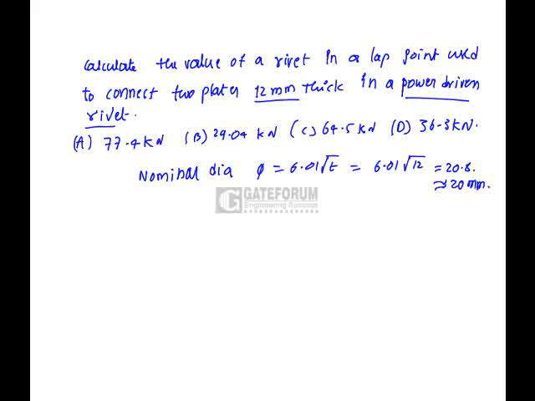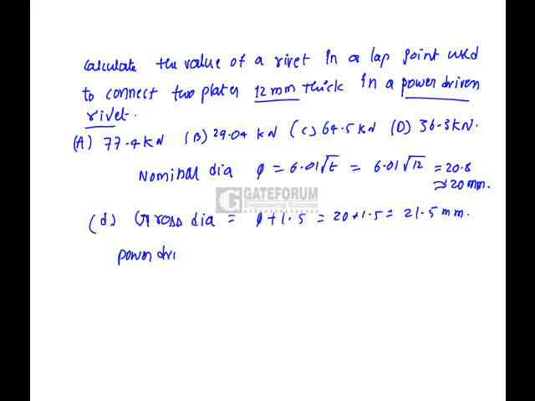Let us take it. So gross diameter, let me take it as d, is nominal diameter plus 1.5, that is 20 plus 1.5, 21.5 millimeters. For a power driven rivets, we know that shear stress is equal to 100 Newton per millimeter square. Normal stress sigma F is equal to 300 Newton per millimeter square.